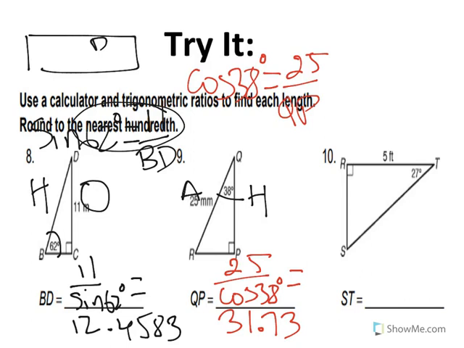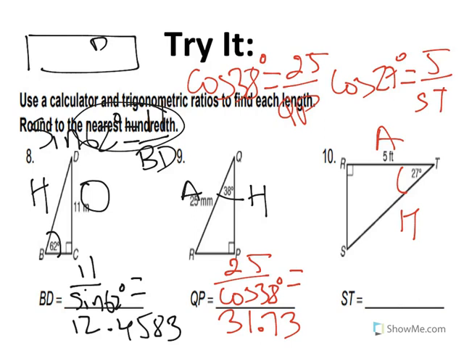Okay, let's go on to number 10. We're looking for ST. Looking from this angle, we have adjacent over hypotenuse. Similar to number 9, we need to use cosine. Cosine of 27 degrees equals adjacent over hypotenuse. So this gives us 5 over cosine of 27 degrees, which would be 5.61.